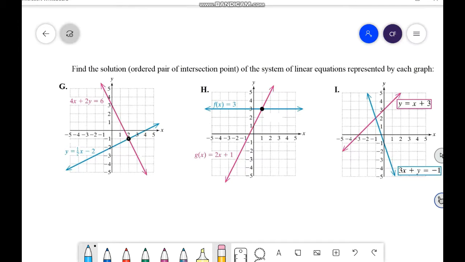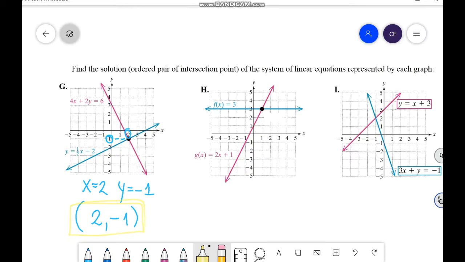Check it out. This is the solution, the intersection, right? The point of intersection. Then you're going to find the coordinates, and the coordinates are x and y. What is x and what is y of this point here? X is going to be point number 2, right? X equals 2. And y is going to be y equals negative 1. That means the solution for this system of equations is (2, -1). This is going to be the solution.